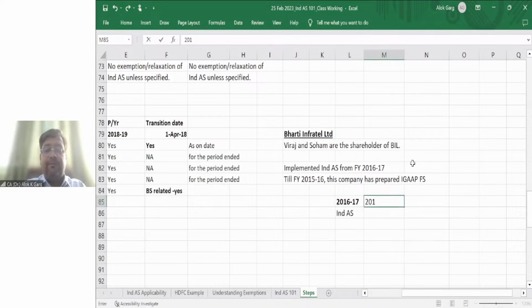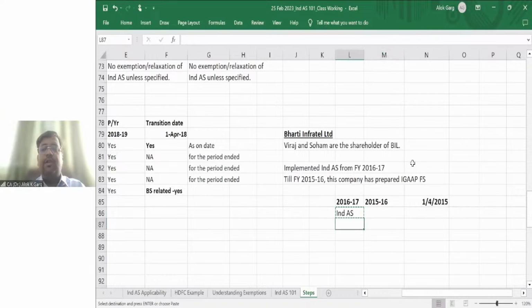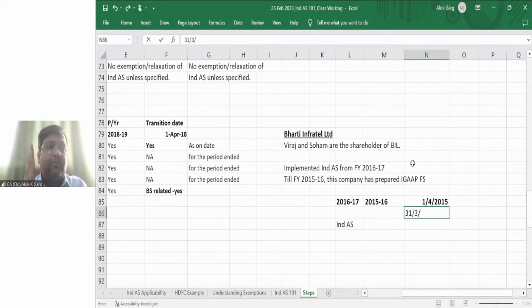So comparative was 15-16, and they have given the balance sheet of 1st April 2015 as well. And this 1st April 2015 balance sheet is nothing. It's a 31st March 15 balance sheet, roughly. What is 1st April 15? It's 31st March 15. The balance at 12 midnight on 31st March 15 becomes the opening balance of the 1st at 12:01.